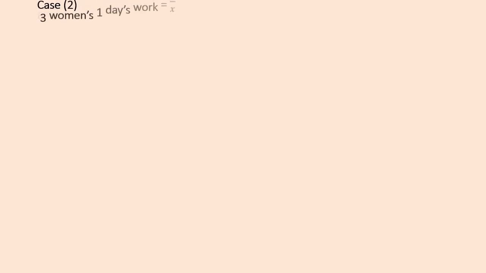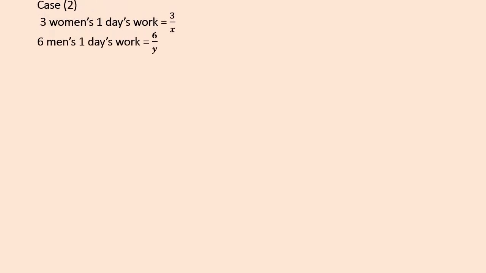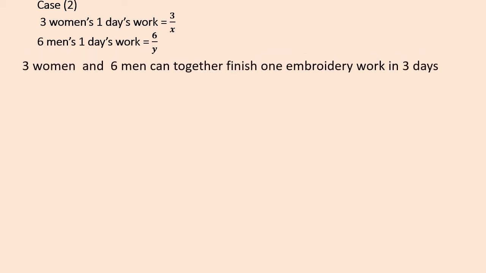Now in case 2, 3 women's 1 day's work equals 3 upon x, 6 men's 1 day's work equals 6 upon y. 3 women and 6 men can together finish one embroidery work in 3 days. Therefore, 3 multiplied by (3 upon x plus 6 upon y) equals 1. Now multiply each term in the bracket, you are getting 9 upon x plus 18 upon y equals 1. Number the equation as 2.